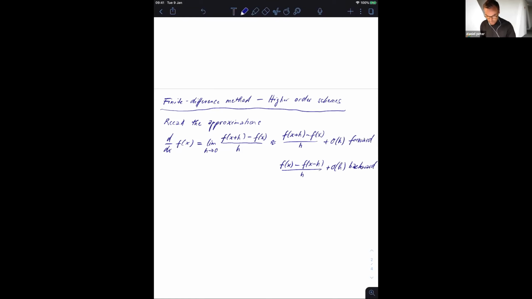And we also had a centered scheme, so let's write that down. So we had f(x+h) minus f(x-h) divided by 2h. And this is now a second order scheme, so the truncation error behaves with h squared. This is centered.